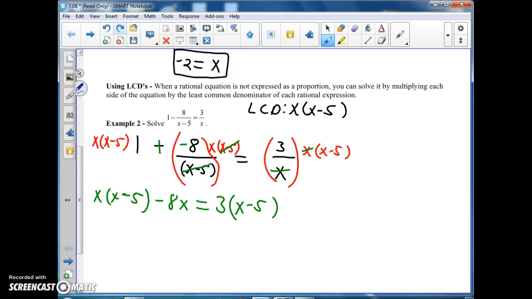Okay, so that's what we got to here. Now what's the next thing you're going to do? Distribute, right? So x times x is x squared, and x times negative 5 is negative 5x. You guys know what you're going to see: x squared minus 5x minus 8x, right? And then, like Lauren just said, 3 times x is 3x, and 3 times negative 5 is negative 15. So two distributives.